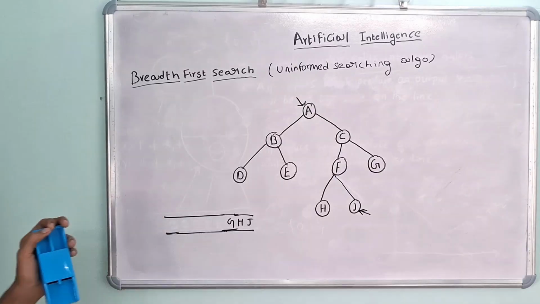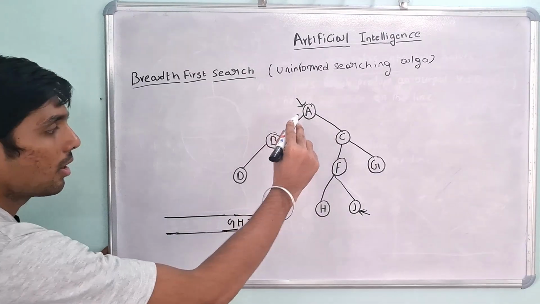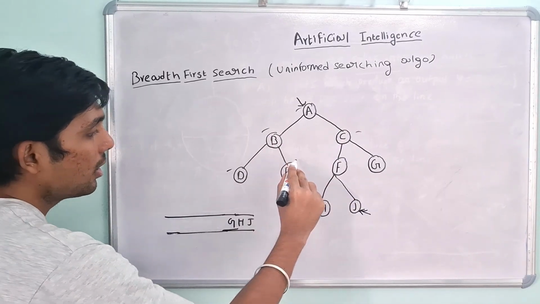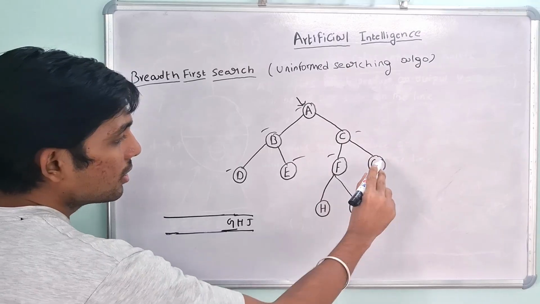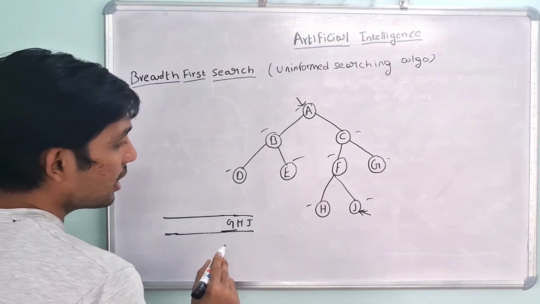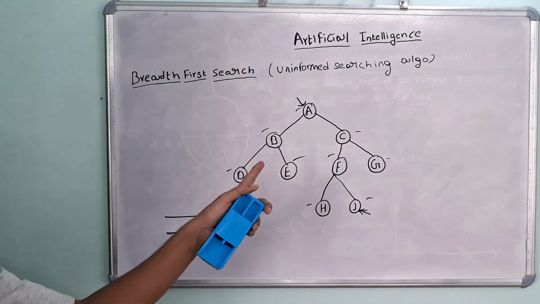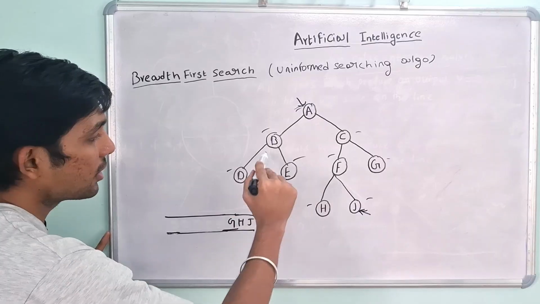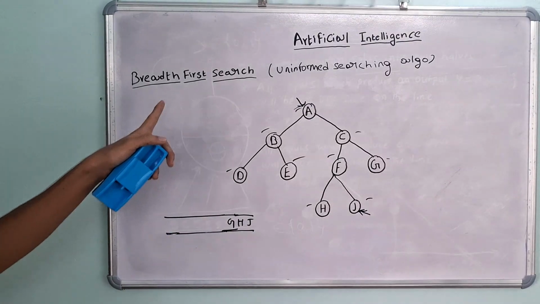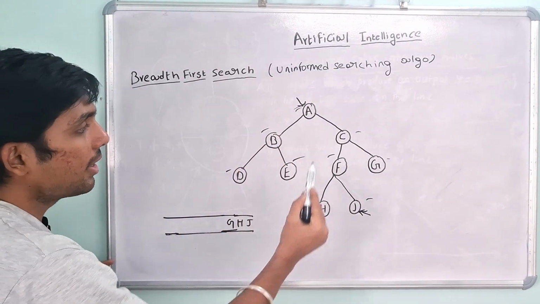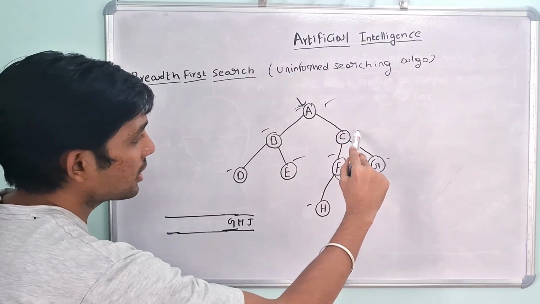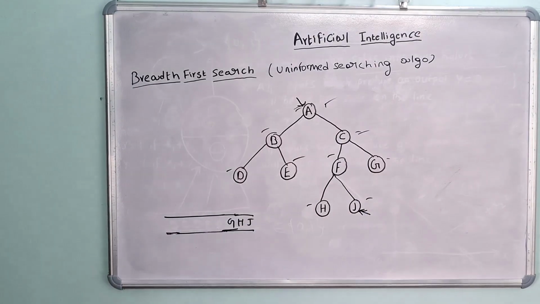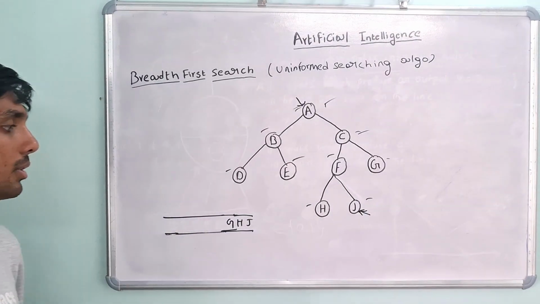One point you can observe: first the algorithm explored A, then it explored B and C, then D, E, F, G, and then it will explore H, I, J. Have you seen the order? If we compare it with the depth first search algorithm, in depth first search the algorithm first explores the depth. But in breadth first search, the algorithm explores level wise. First it explored this level, next it is exploring this level, then this level. This is the difference between the depth first search and the breadth first search algorithms.